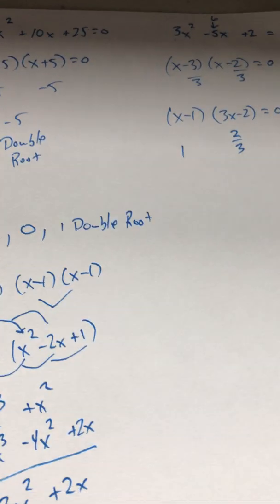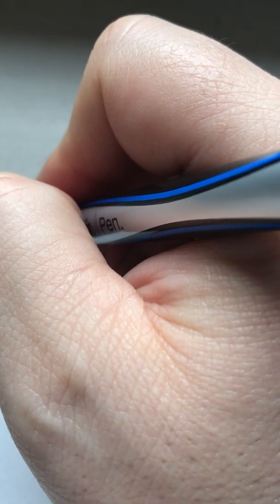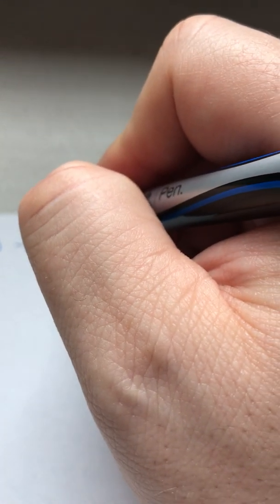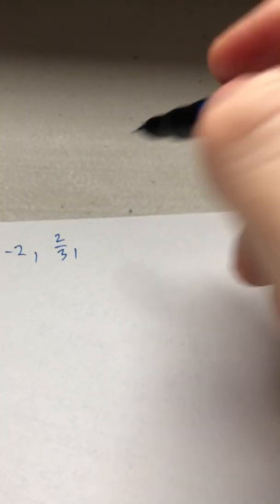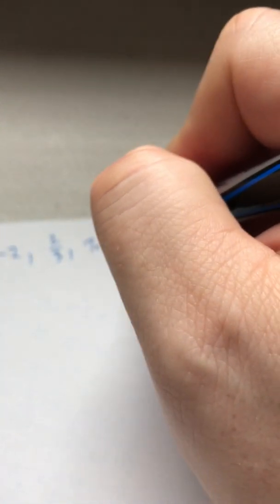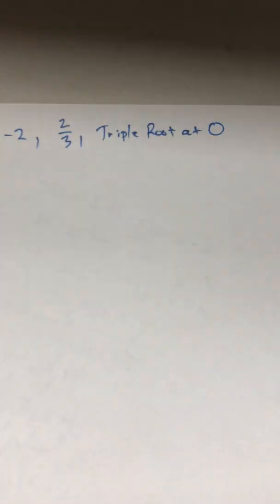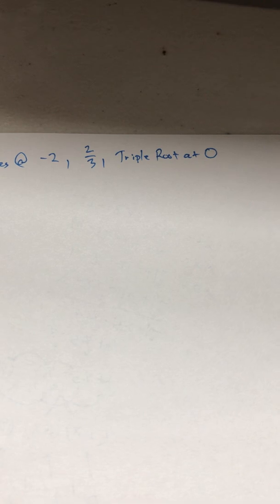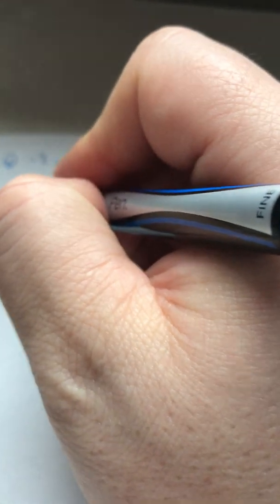And the last one we'll look at is what happens if I got a fraction piece. So let's go with this. Let's say we've got zeros at negative 2, 2/3, and let's say we've got a triple root at 0. Okay. So same thing. I'm going to make my factors.